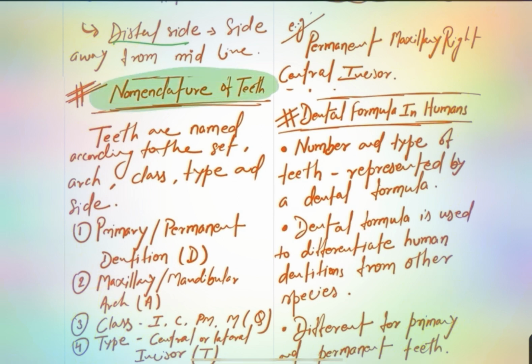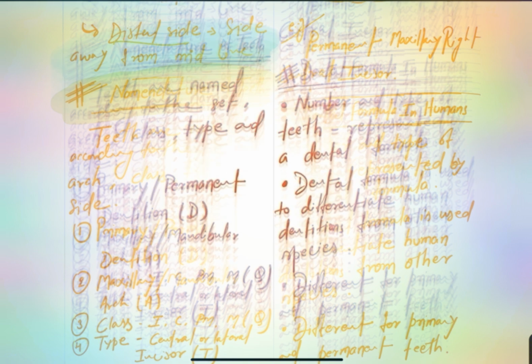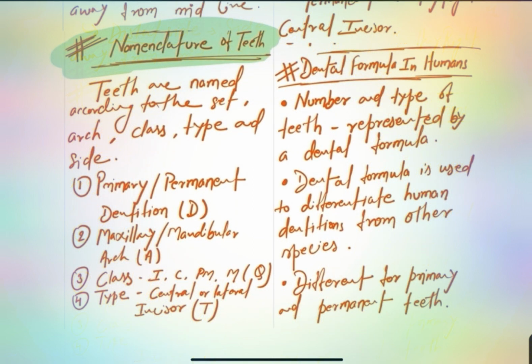Next, coming to the next topic, which is the most important topic, because whenever you describe a tooth, you must write the name first. Okay, so do pay attention, because if you name the tooth correctly, then your answer will be marked correct. Okay, so how is a tooth named? Teeth are named according to the set, arch, class, type, and side.